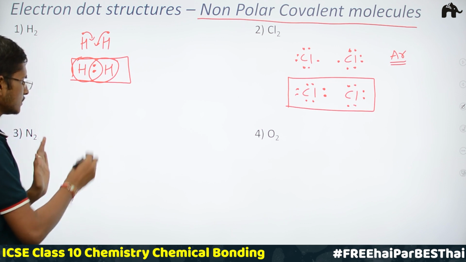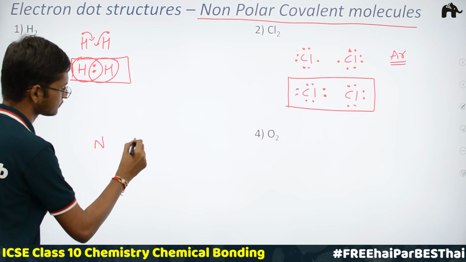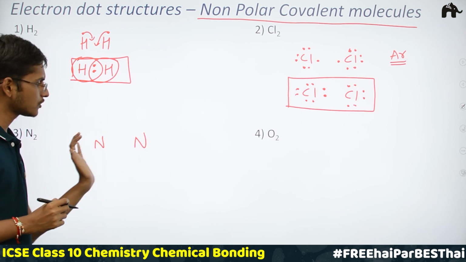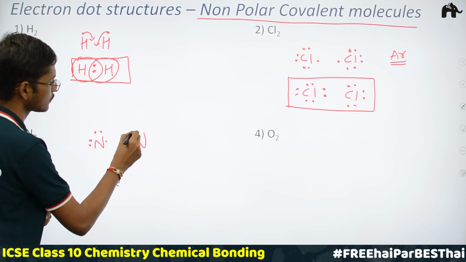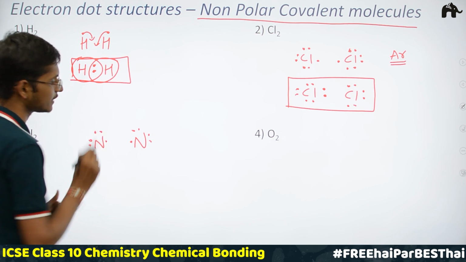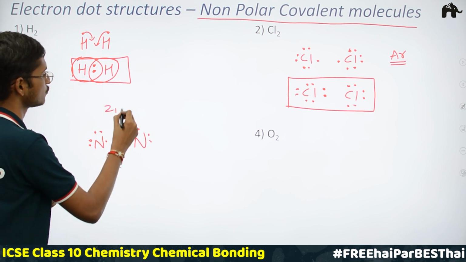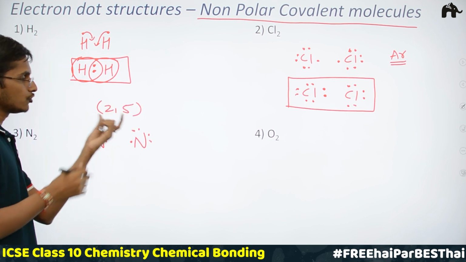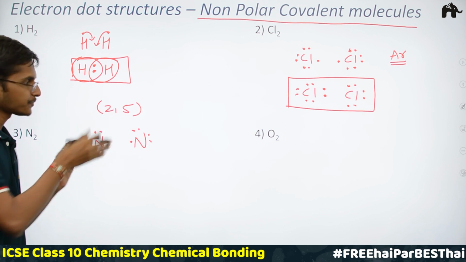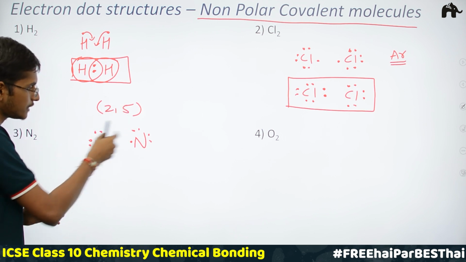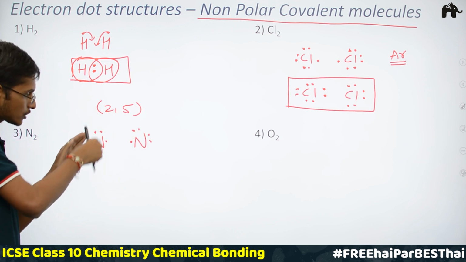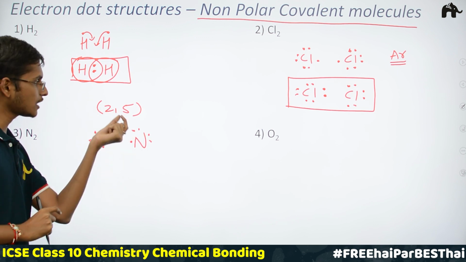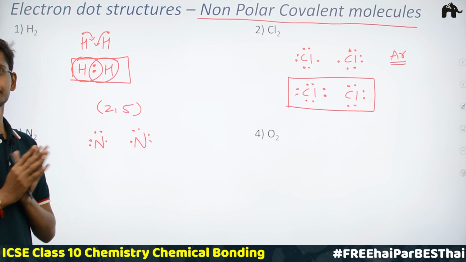Okay, so here are the electron dot structures, individual electron dot structures. I'm drawing 1 2 3 4 5 electrons, 1 2 3 4 5 electrons, because nitrogen's electronic configuration is 2, 5. These things you know, right? These are very basic things. So I have shown 5 electrons around the symbol, which are the outermost shell electrons, correct?